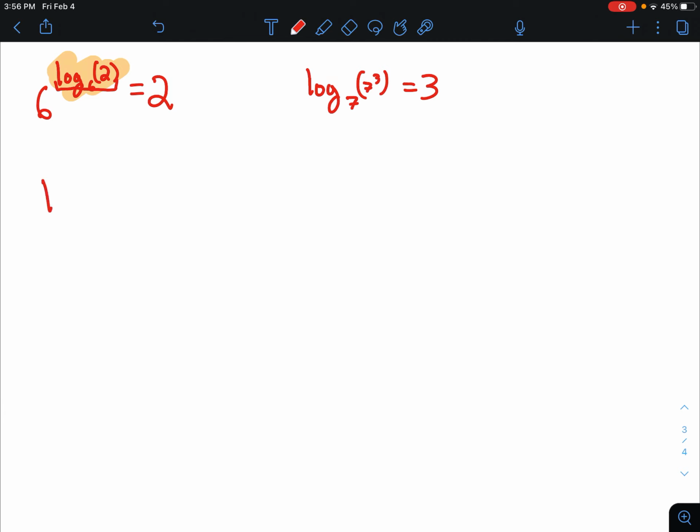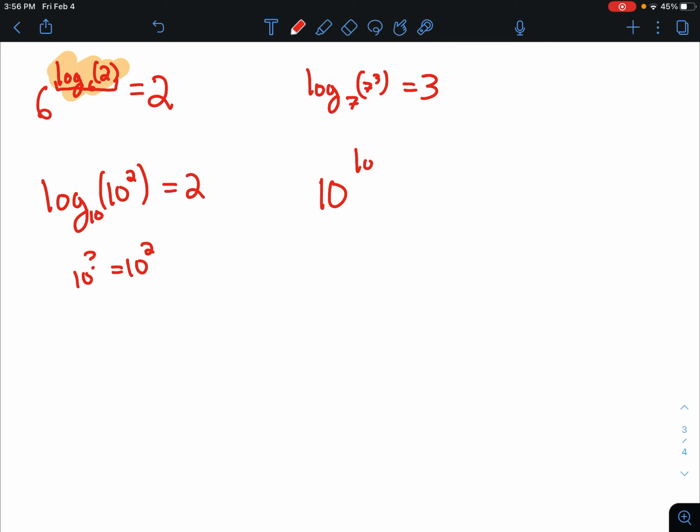Okay. What if we have log of 10 squared? Well, this is simply equal to 2, because log implies log base 10. If we don't write it, usually we're implying log base 10. So we're saying 10 to what power equals 10 squared? And of course, 10 to the second must be. Okay, let's look at another one like that.